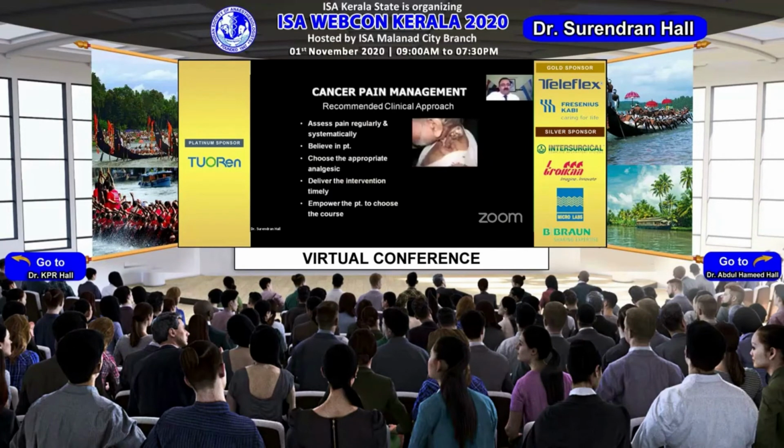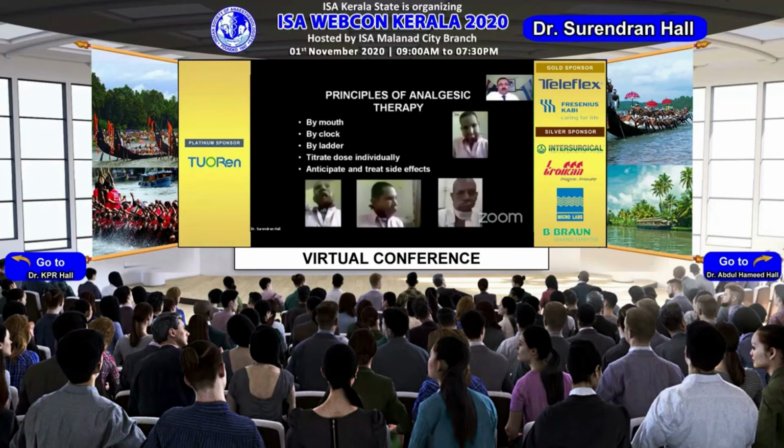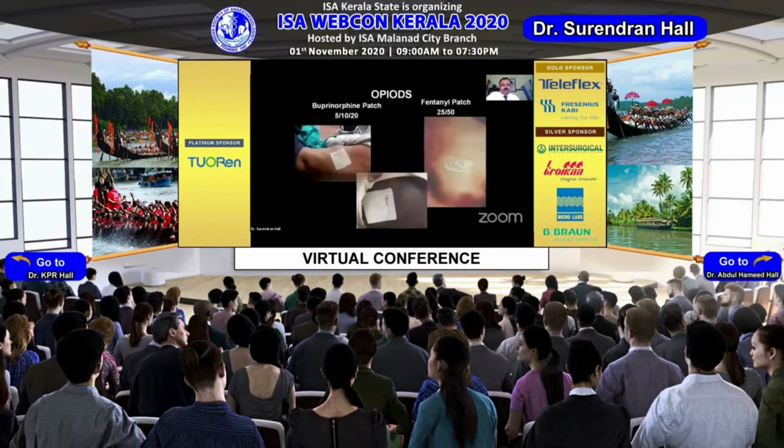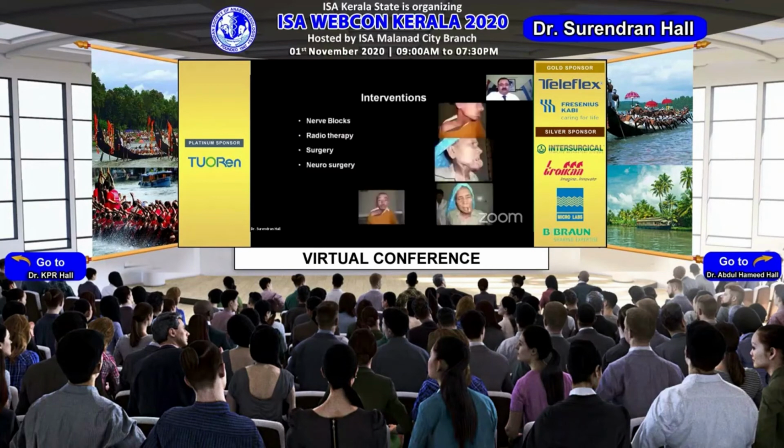In cancer pain, our aim is to assess the patient regularly, choose the appropriate analgesic and deliver it regularly, whether it is by mouth, by the clock, and by the ladder, and we have to titrate according to the individual. If the patient cannot take orally, we can give patches like buprenorphine patch or fentanyl patch, and if required, we can go for nerve blocks.